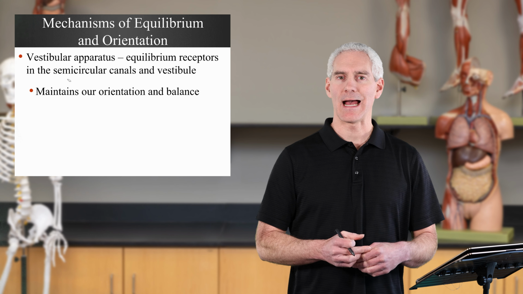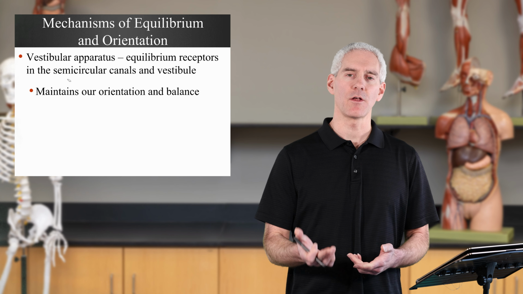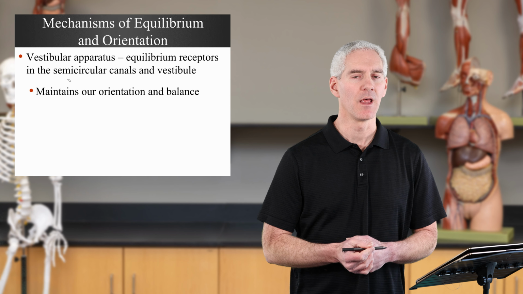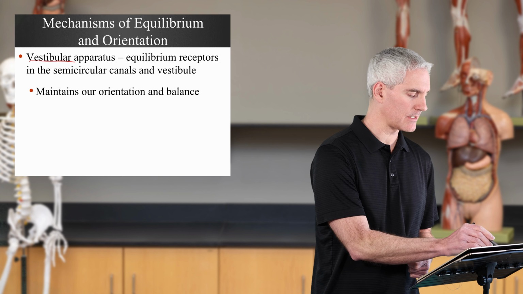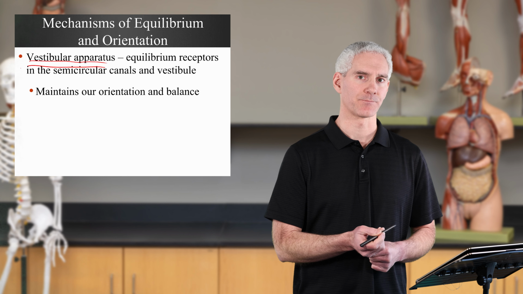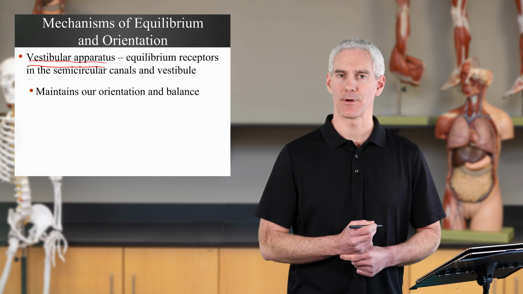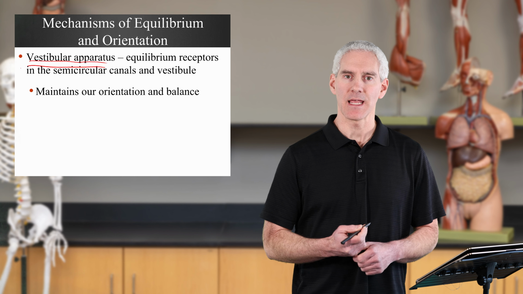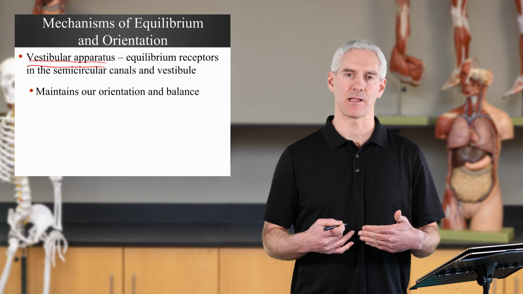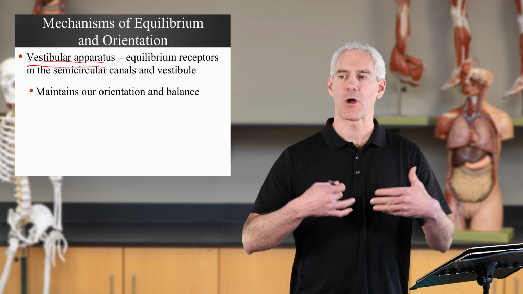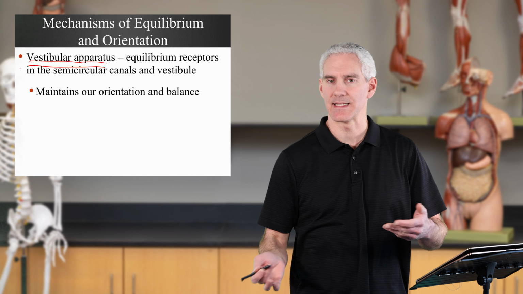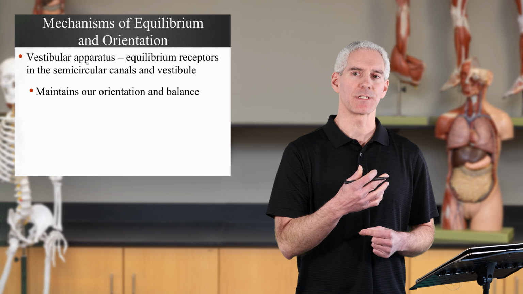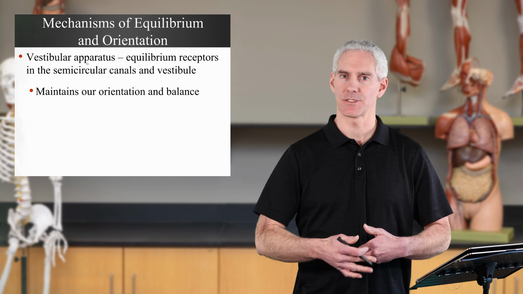Now that we've gone through how hearing works in the ear, we need to also go through how equilibrium and orientation works with our ear. Now, inside both the semicircular canals and the vestibule, you're going to have these vestibular apparatus. The whole point of the vestibular apparatus is to allow us to maintain our balance, maintain our orientation upright versus laying down versus bending over. It's helping us understand where we are in relation to the ground.